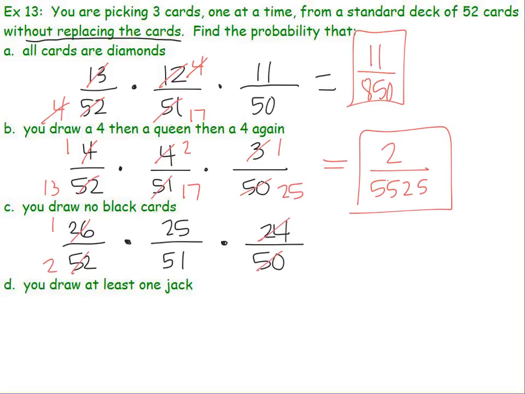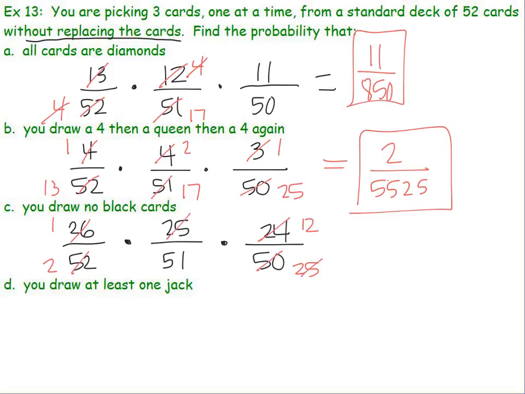24 and 50 can both be reduced by 2. 24 divided by 2 is 12. 50 divided by 2 is 25. What else now can we do diagonally? Well, right away, we see a 25 on the top and a 25 on the bottom. I'm going to cancel those two 25s.